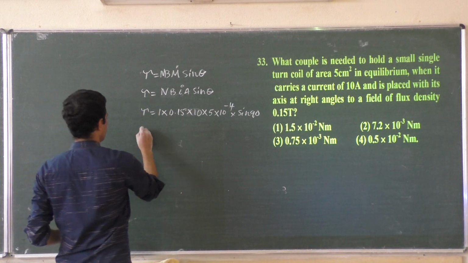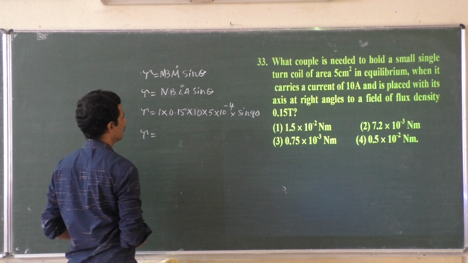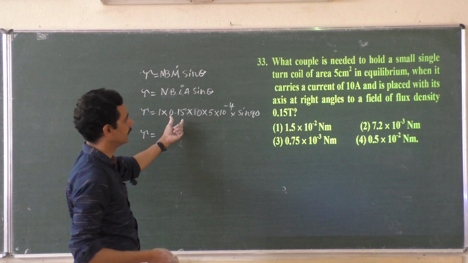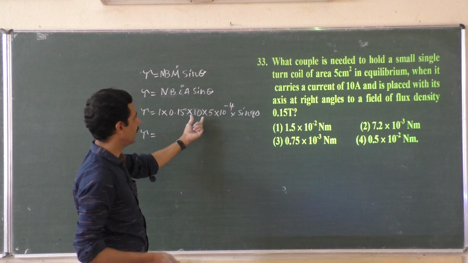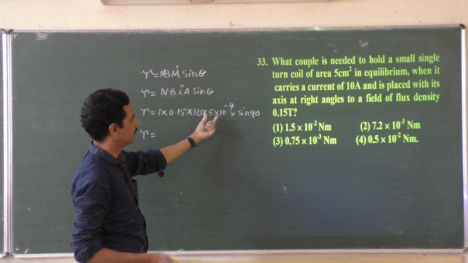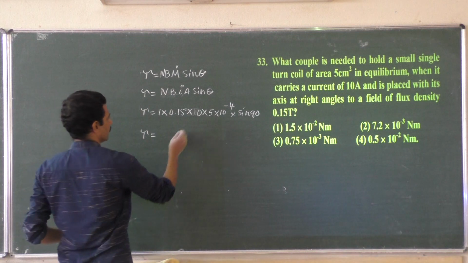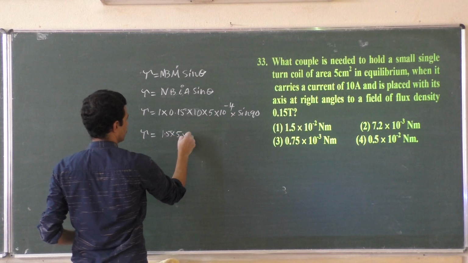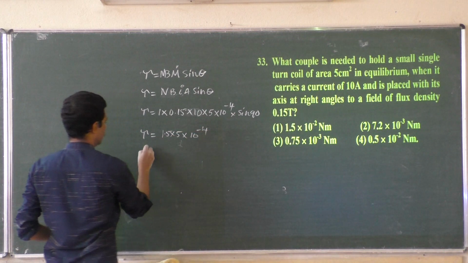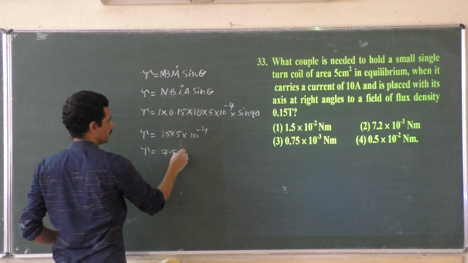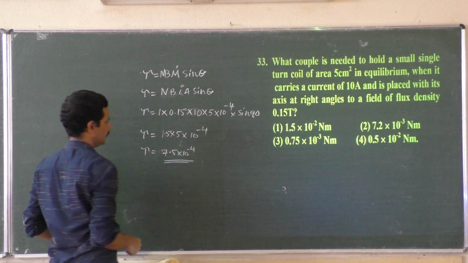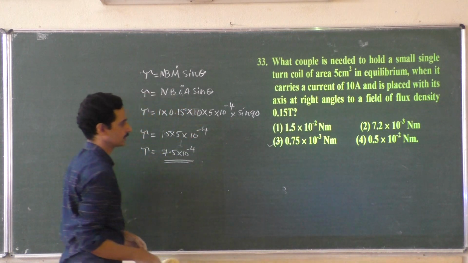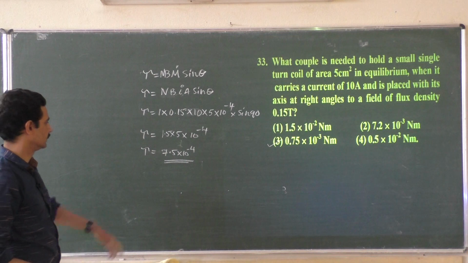Tau is equal to B m sin theta, and the rest of the thing you have to do. What else do we have? Did I substitute properly? B I A sin 90. Now you substitute this 0.15 and this 10: 1.5 into 5 into 10 to the power minus 4. Tau is equal to 7.5 into 10 to the power minus 4. And if you take one more 10 to the power minus 1 here, 0.75. That's the only option we have with 7 and 5. So that's the correct answer.